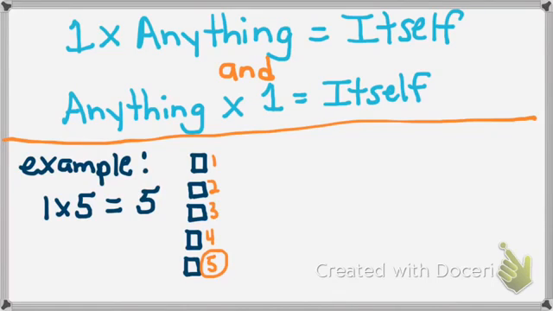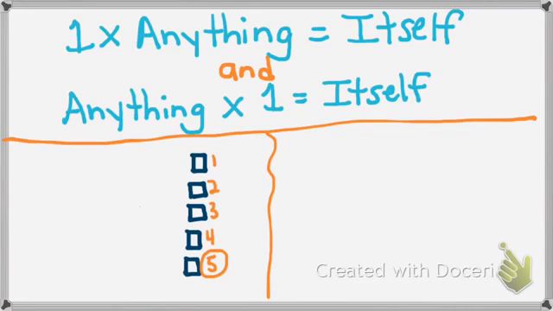Or we could flip it around. Instead of saying 1 times anything equals itself, we can say anything times 1 equals itself. So let's try this one. Let's say 5, that's my anything, times 1. What will that equal? Well, anything times 1 equals itself. 5 is anything. So 5 times 1 equals 5.